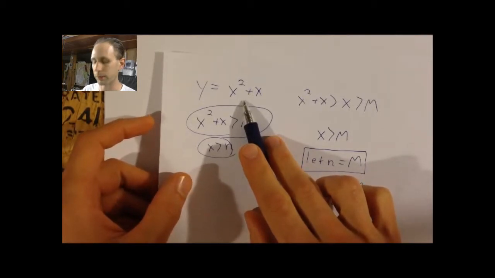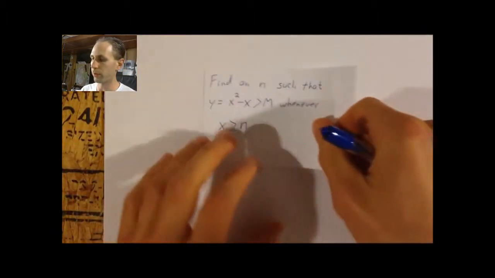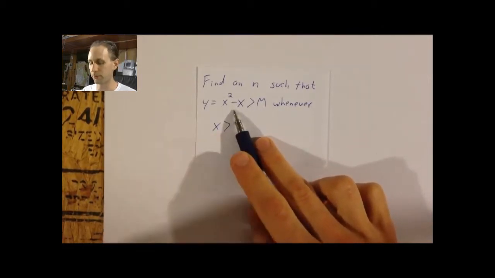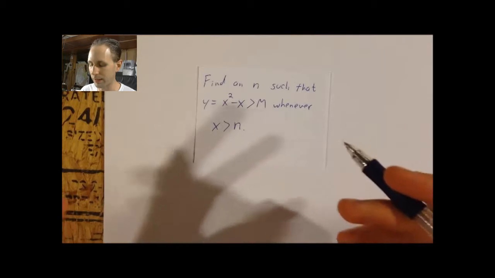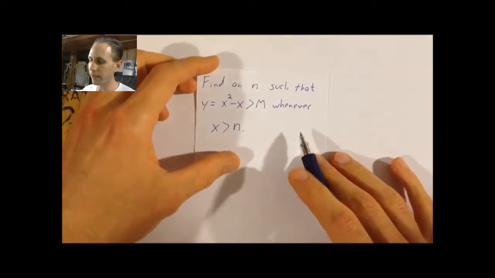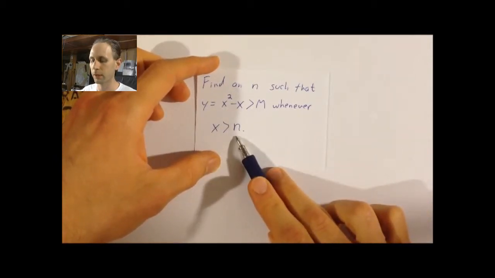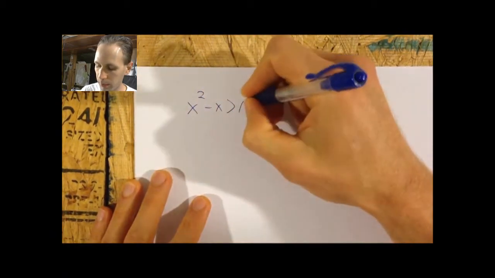Sometimes it's not so obvious though, as in the case with not x squared plus x, but x squared minus x. I want to prove that the function y equals x squared minus x approaches infinity as x approaches infinity. Now it's not readily comparable to just x by itself. It's not obvious. So you have to find a way to show that this expression can be made greater than m whenever x is greater than some value n. So how do you do that? This is where you want to arrive: x squared minus x is greater than m somehow.